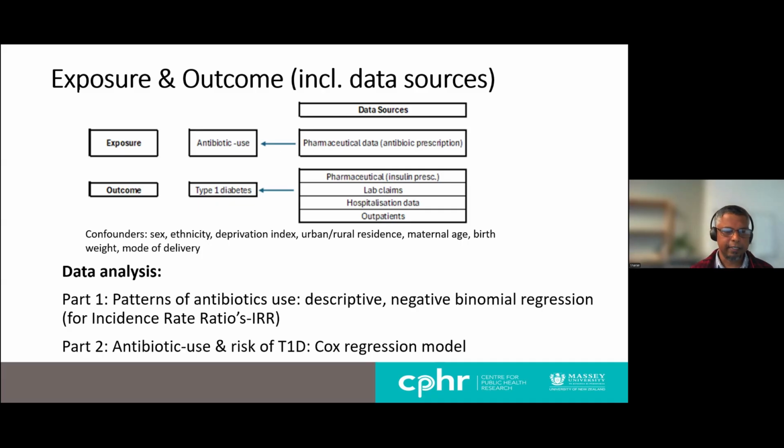So in terms of data analysis, we had two parts. The first part, because we were looking at the antibiotic exposure, we delved a bit more into the patterns of antibiotic use, which I will also be presenting today, and not only the findings for antibiotic use and risk of type 1 diabetes. So the first part of the data analysis was on patterns of antibiotic use, and I will be presenting some descriptive data, as well as negative binomial regression, in which we present results for the incident rate ratios of antibiotic use. Part 2 of the analysis focused on antibiotic use and risk of type 1 diabetes, and we used a Cox regression model to determine the hazard risk for type 1 diabetes.